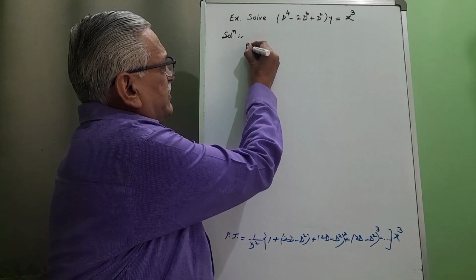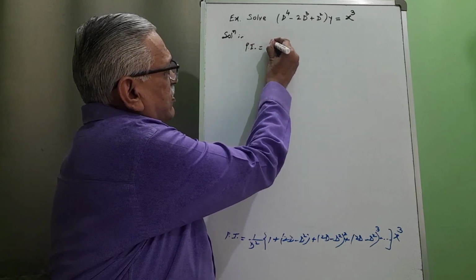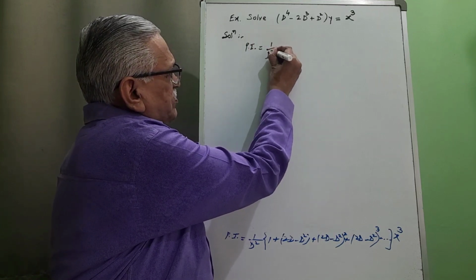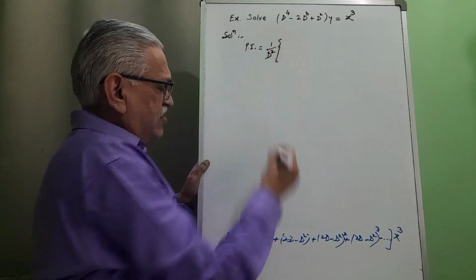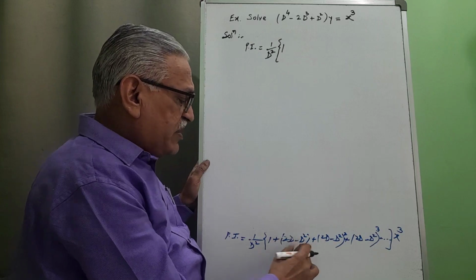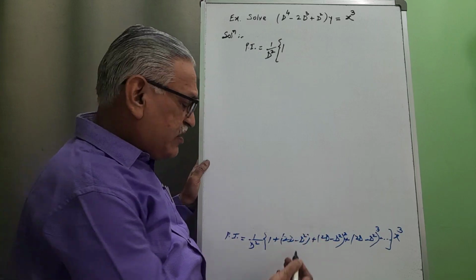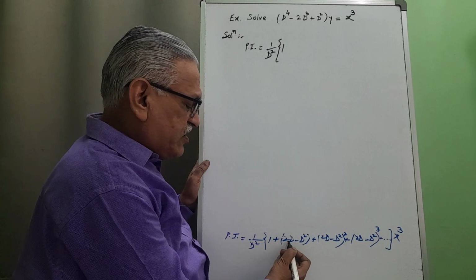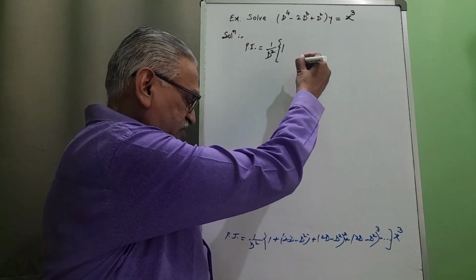Therefore, the particular integral is equal to 1 by D^2 as it is, no change. The first term 1 is as it is, no change. Any number raised to 1 gives the same number, and therefore the expansion of this bracket, 2D - D^2, remains the same.